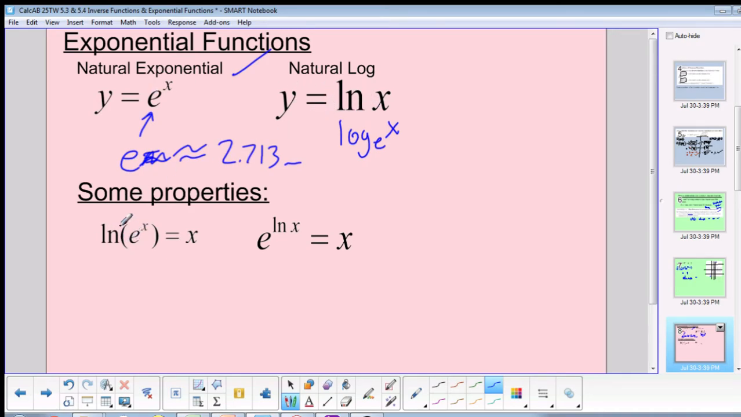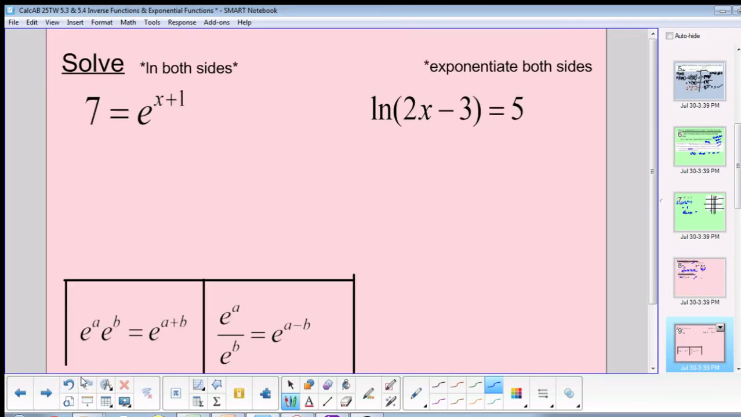And some properties of natural log: the natural log of e to the x is going to equal x, and e to the ln of x will also equal x. They kind of cancel each other out. So there you go. Now I want to solve an equation like this.